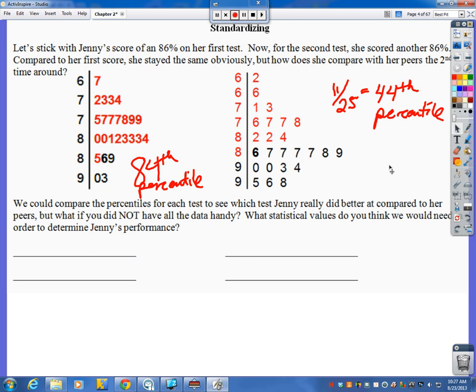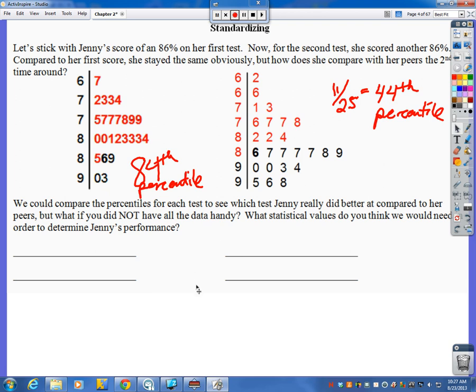Now, thankfully, she's not graded against everybody else's grades, okay? She still is averaging an 86%, and she's graded purely on her performance, not the class performance. But if she wanted to kind of compare herself to everyone else, she kind of did worse. You know, more people piggybacked over her and got a better grade on the second test compared to the first test. So we could compare the percentiles like we just did to see which test Jenny really did better on compared to her peers. She did better on the first test compared to her peers than the second test.